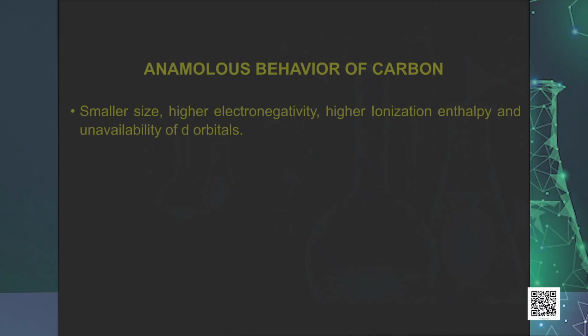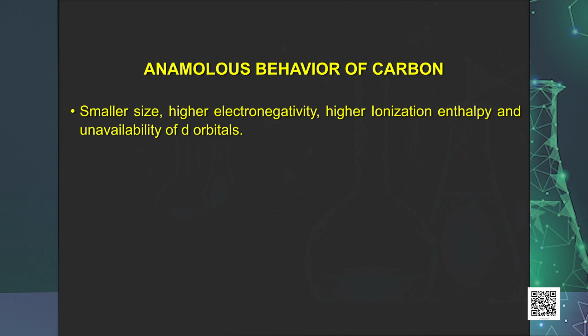Like first member of other groups, carbon also differs from rest of the members of its group. It is due to its smaller size, higher electronegativity, higher ionization enthalpy and unavailability of d orbitals. In carbon, only s and p orbitals are available for bonding and therefore it can accommodate only 4 pairs of electrons around it. This would limit the maximum covalence to 4, whereas other members can expand their covalence due to the presence of d orbitals.